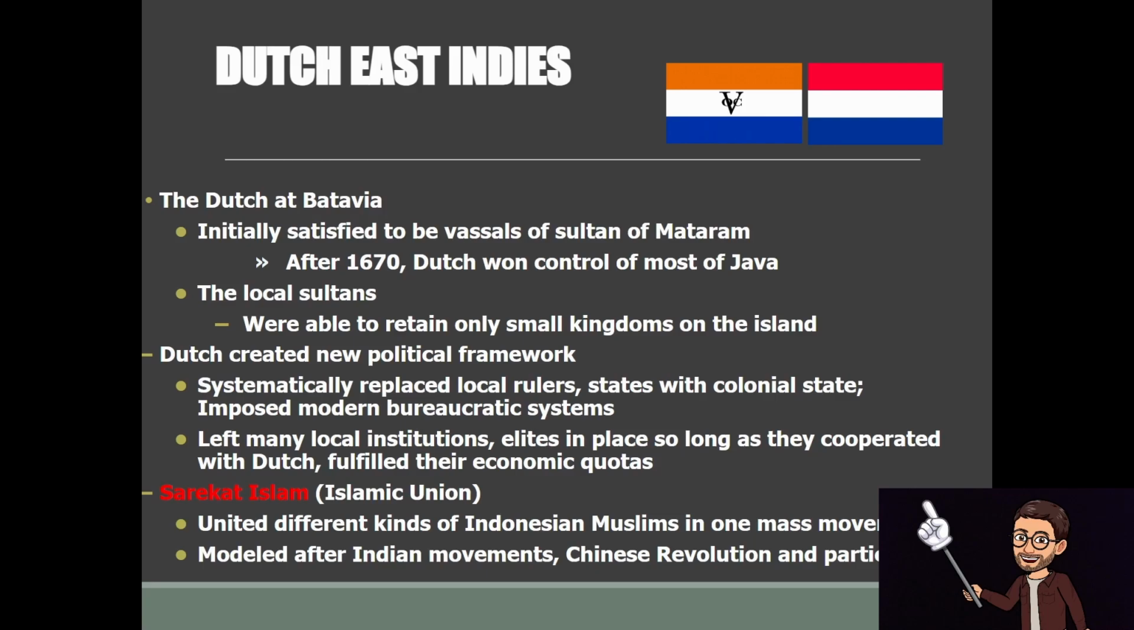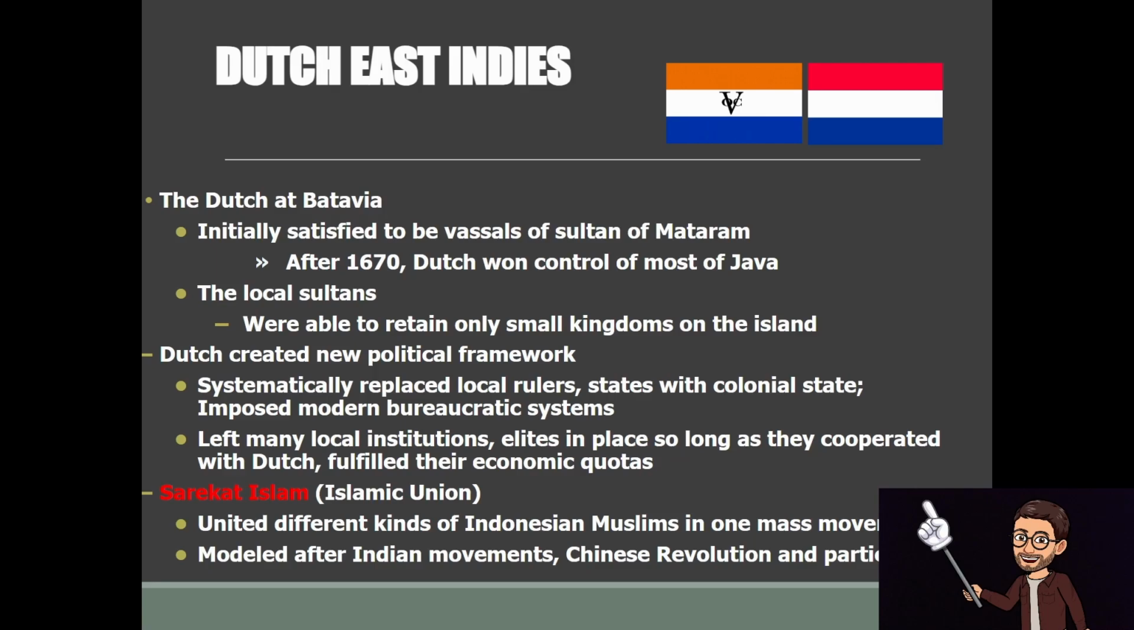Well, the Dutch are going to get tired of that too, and they're going to create a new political system where they're systematically, which means deliberately, going to replace all the local rulers with colonial states. And they're going to impose modern bureaucratic systems. Now, that's for the upper echelon of the government, but for the local mayoral and town running things, they left those people in charge. The elites are in charge so long as they cooperate with the Dutch and fulfill their economic quotas. Now, what do you think happens when they don't fulfill those economic quotas? Well, eventually they're going to be ousted and kicked out, and then replaced with a colonial run puppet. But for right now, as long as you're meeting your quotas, everything's going to be fine.